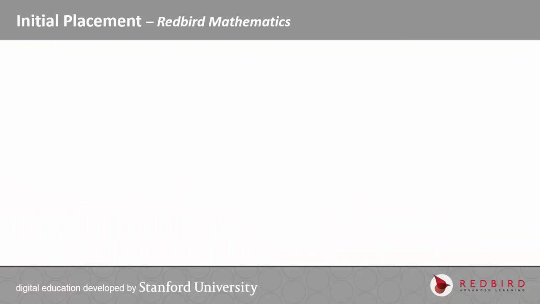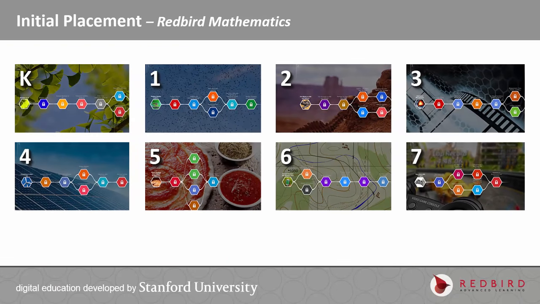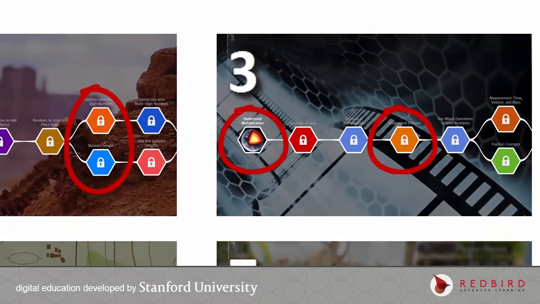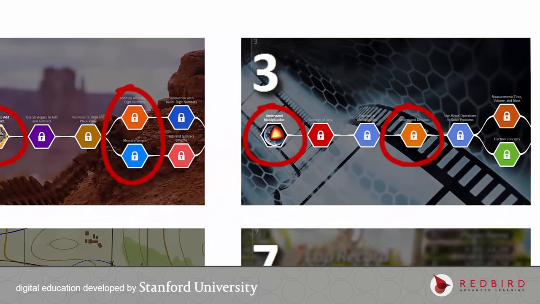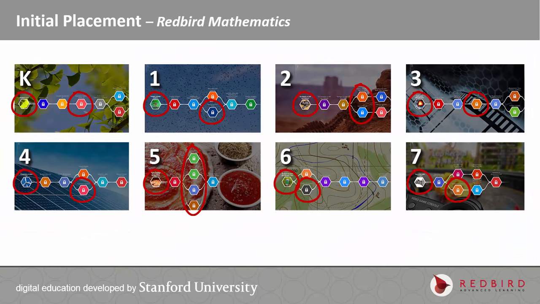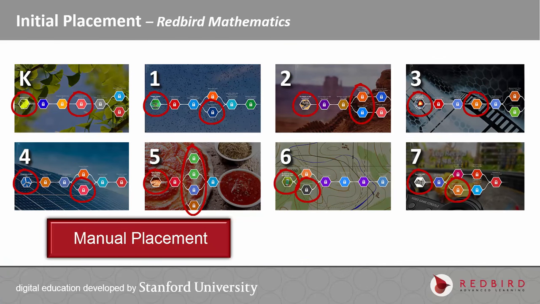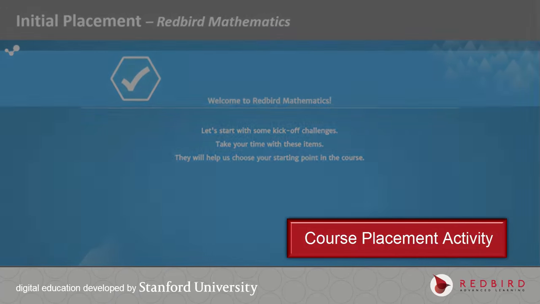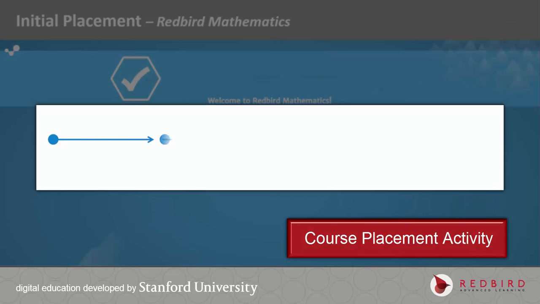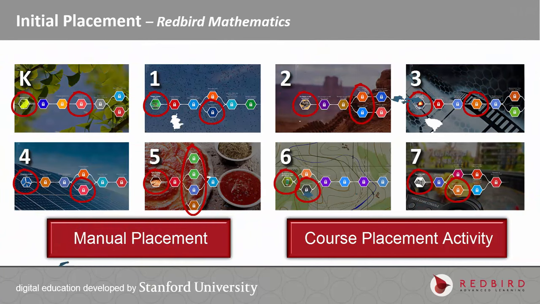For each grade of Redbird Mathematics, there are 2 entry points, one at the beginning and the other around the middle. These entry points correspond to units that cover critical concepts at that grade level. Each student's initial placement in the program can be set in one of 2 ways. Students can either be manually placed into a grade of your choosing, or you may choose to utilize the course placement activity. This series of items determines what students already know in order to narrow in on their optimal learning zone, and places students at one of the entry points.